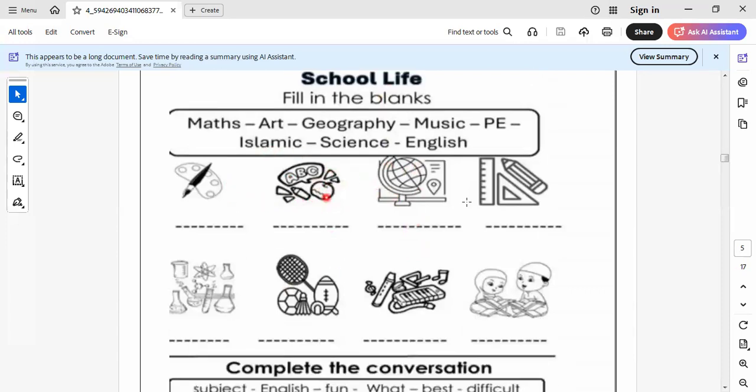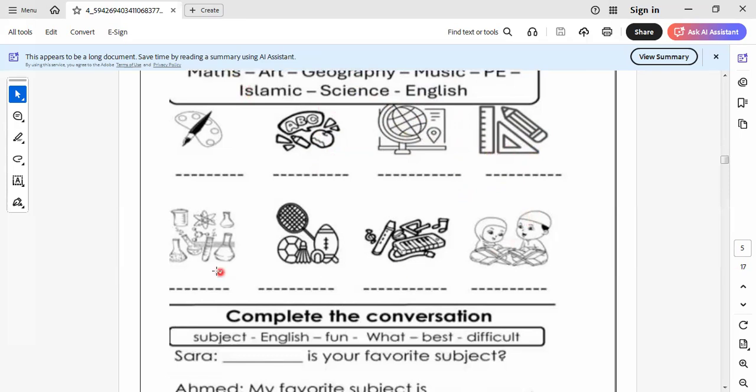Here are the tools that we use in every subject. These are the tools we use in what? In the art subject. So I select here art. Here is A, B, C, and this is called what? This is English. We use A, apple, B, ball, and so on. This is for English. We use the globe in geography. We use these geometric tools in what? In mathematics.